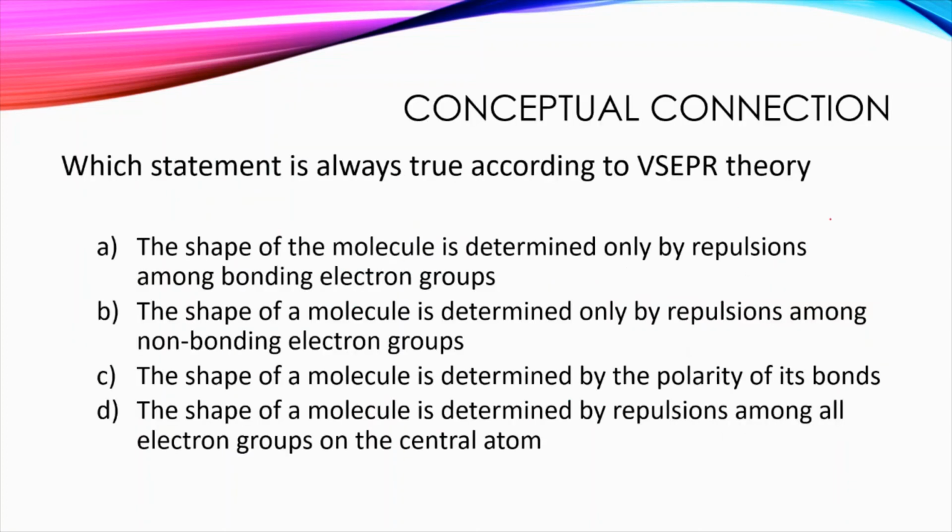Okay, here's a question. Which statement is always true according to VSEPR theory? So let's look at all 4 answers. A says the shape of the molecule is determined only by repulsions among bonding electron groups. That's not true. B, the shape of a molecule is determined only by repulsions among non-bonding electron groups. That's not true either. C, the shape of the molecule is determined by the polarity of its bonds. No way. Polarity has nothing to do with it. Okay. D, the shape of a molecule is determined by repulsions among all electron groups on the central atom. That is the correct answer.